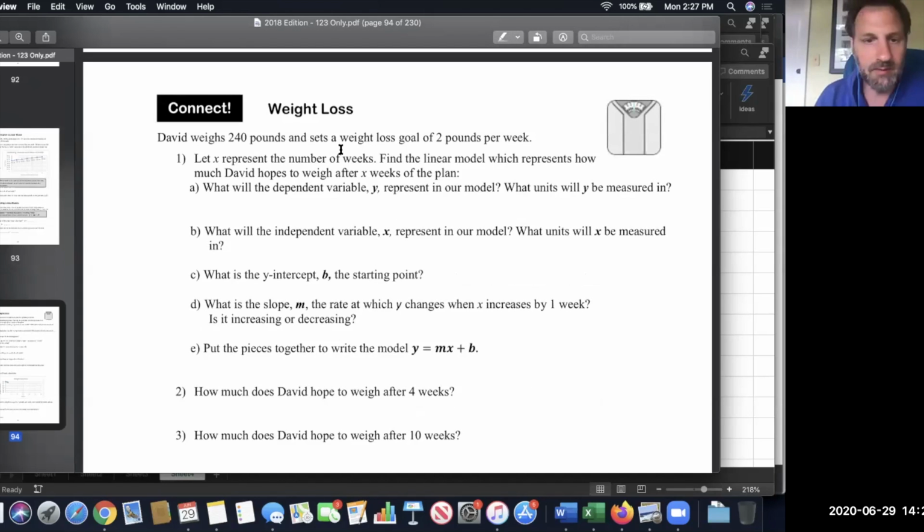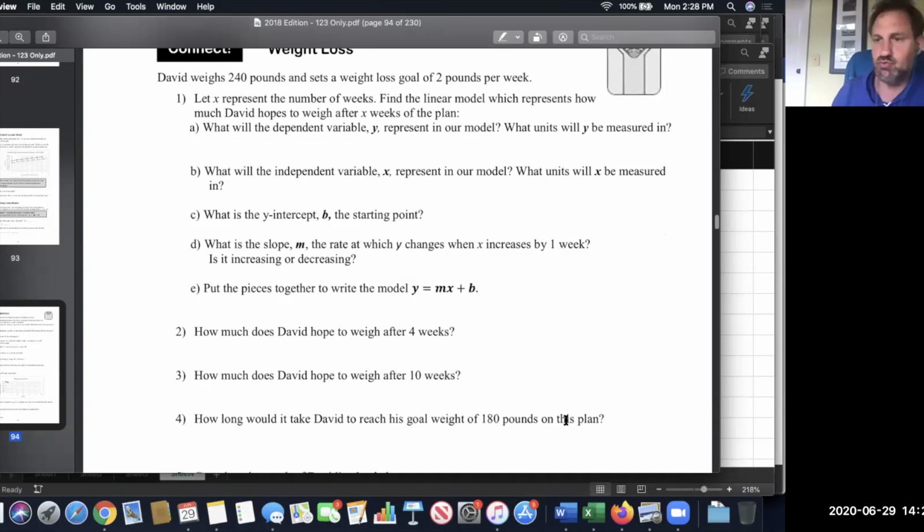He's at 240 and he wants to lose 2 pounds a week. And the questions here, if you want to skip right to E, go for it. We haven't really talked about dependent and independent, but again, I'm just trying to save your brain power for what's most important. You should be able to put the model together just based on that little description at the top. And then the next part is this: how much is he going to weigh after 4? How much is he going to weigh after 10? When's he going to reach his 180 target weight? So that's what I want you to do.